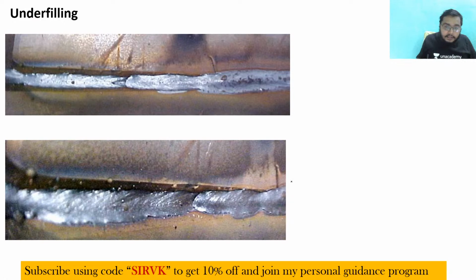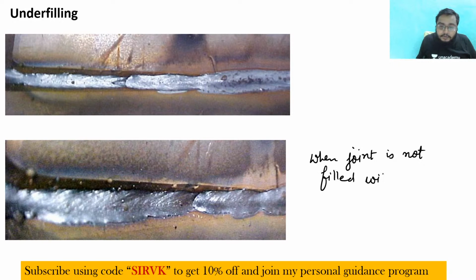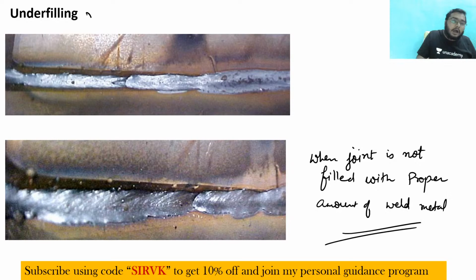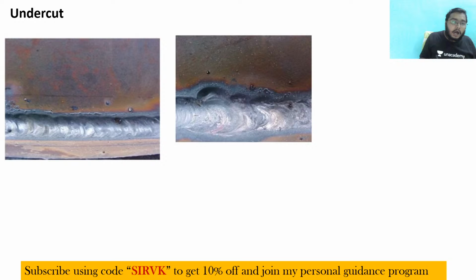So let me write it here. When not filled with the proper amount of weld metal, this forms underfilling. Next is undercut. What is the meaning of undercut? If you could see here what is happening, this was the line of the metal, like you can see here, they have reached the base metal also.